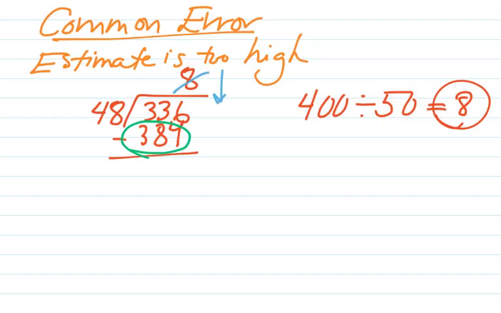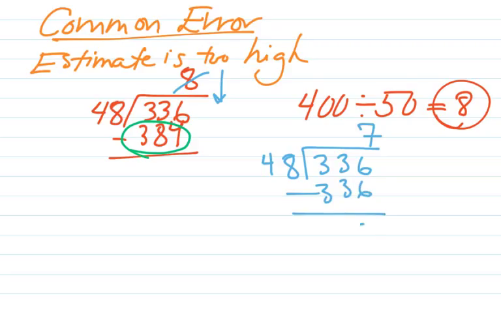So if we used 7 instead, boys and girls, let's see what we get. 48 times 7 would give us 336, and we can see that that is indeed the correct answer. So those are just some common things that you might want to consider when adjusting quotients. Remember, pay attention. Your estimate sometimes can be too high or too low. And in either of those situations, your estimate will need to be readjusted so that your quotient is correct in your answer.